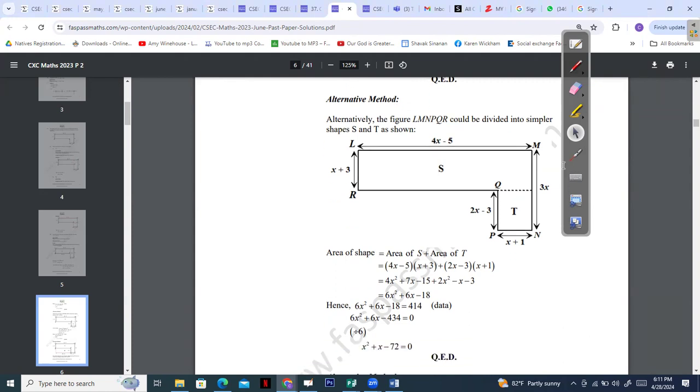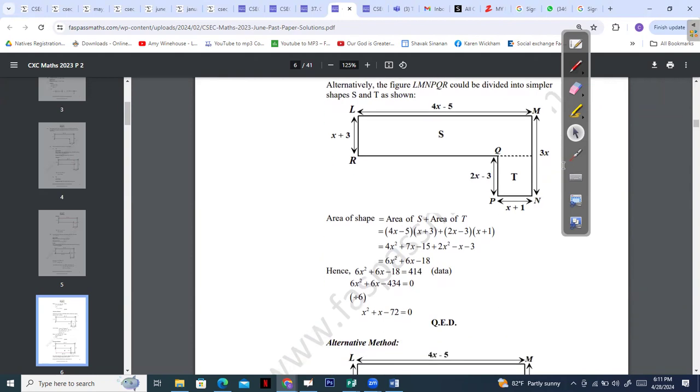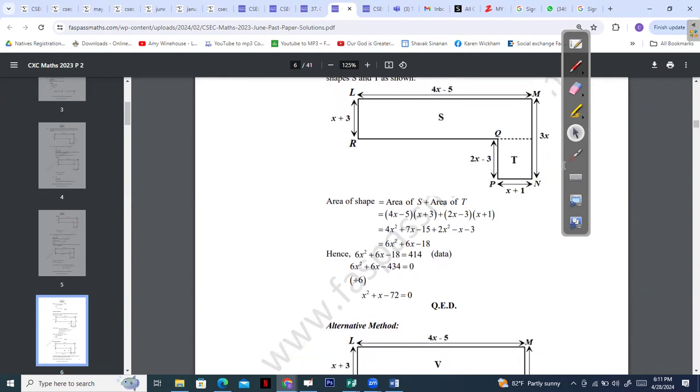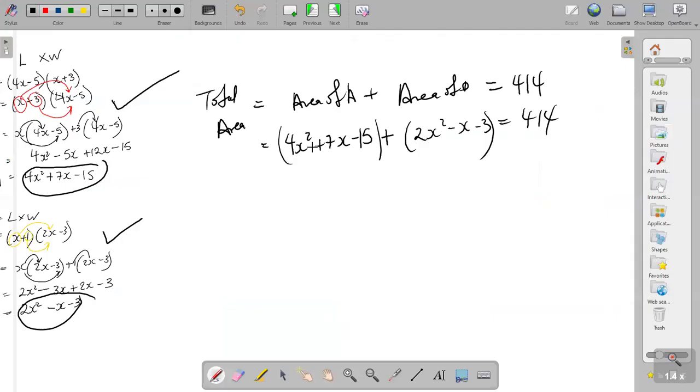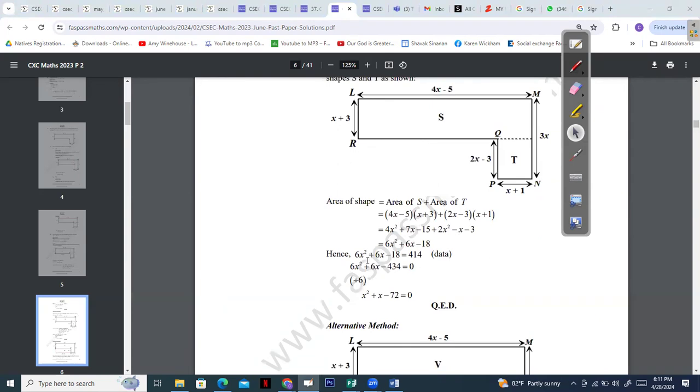So area of S plus area of T. Well, they call it S and T. We call it A and B. Same thing, right? And when they put it together, they put the whole equation. So let's compare. You see, they put all of it together, put it equal to 414. So this is where we are. Everybody with me so far?